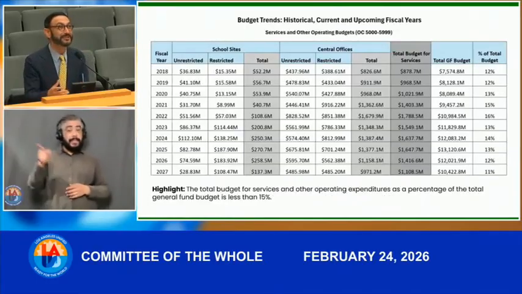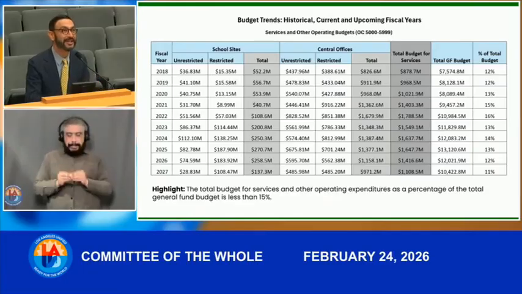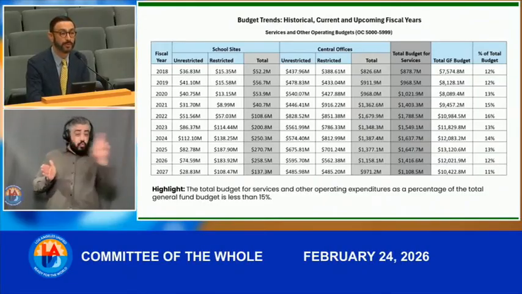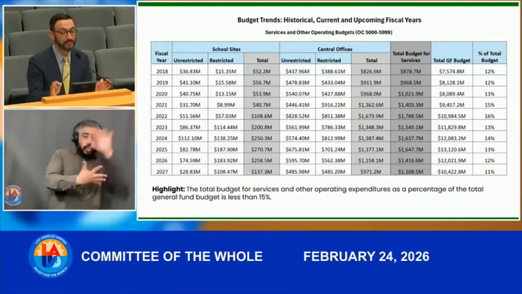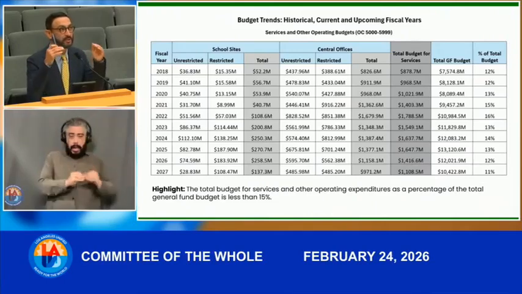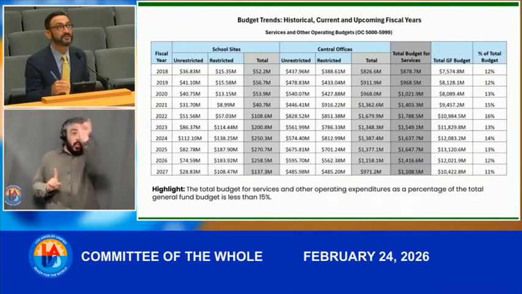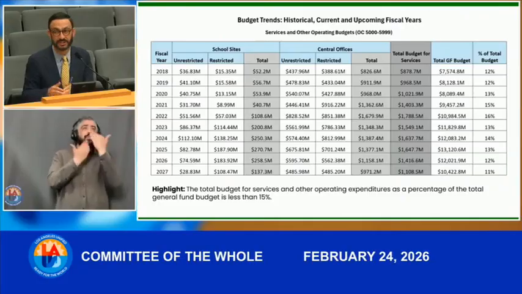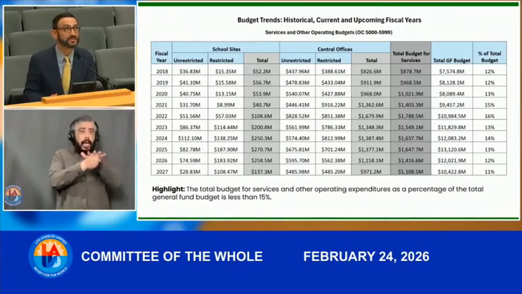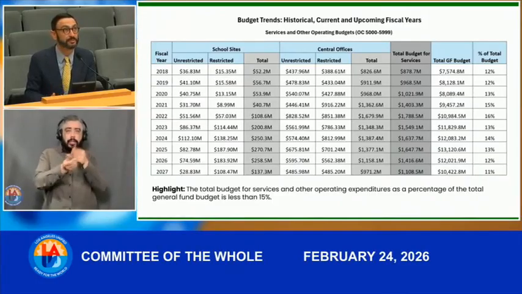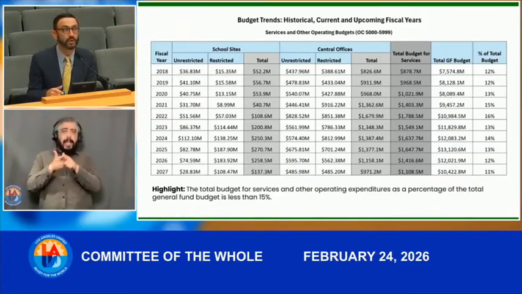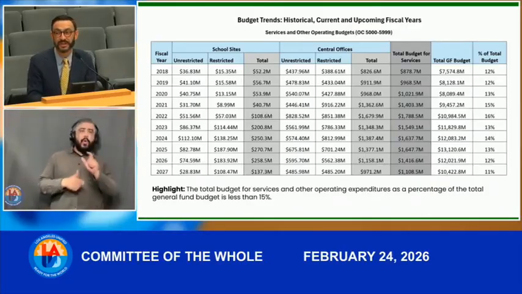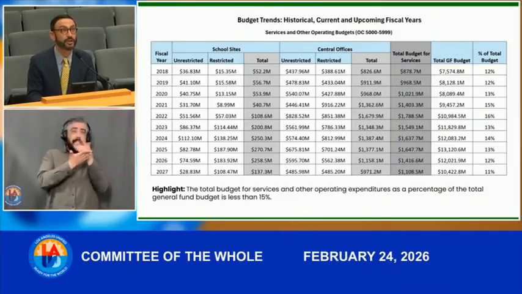This is the numbers behind what you saw on that table. I want to highlight on the far right-hand side the percentages of the total budget that these figures represent. There are a lot of numbers on this slide. The rows are fiscal years. The first set of columns are school sites organized by unrestricted and restricted, and then the subtotal for school sites. Same for central office or centrally administered services. Unrestricted and restricted, then the subtotal for those. Then the grand total in that dark gray. And then a column for what the total general fund budget was in each of those years, and then the corresponding percentage of that total.